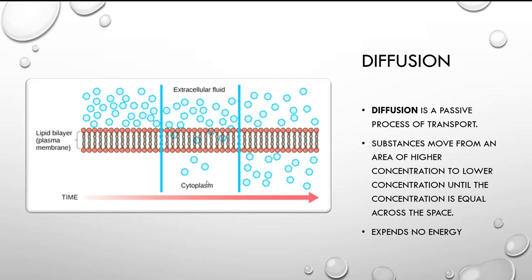Okay. And this is simple diffusion, passive transport, so it expends no energy. So this is just what we call kinetic energy. We'll talk about that in the third video this week. So it expends no ATP, okay, no cellular energy, all right? So movement of substances from high concentration to lower concentration until the concentration is equal.